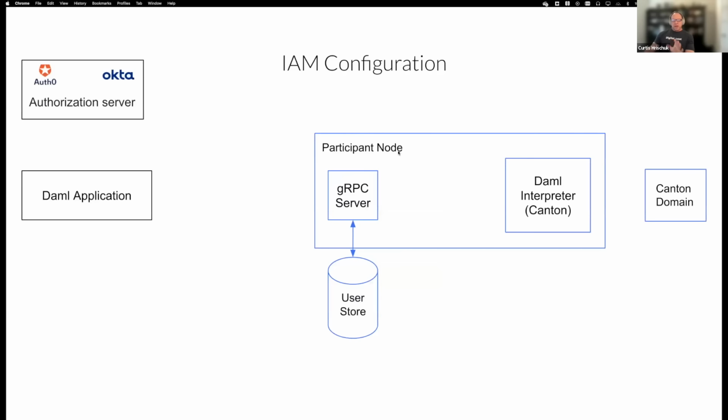Canton and IAM. So IAM, as you know, stands for Identity and Access Management. This is all about authorization and authentication. This slide illustrates how IAM is configured. It shows that authorization in Canton requires an external vendor to perform that authorization. Okta or Auth0 are such vendors. As shown, the Daml application's login information is sent to the authorization server for the user to log in. The Daml application receives back an access token that it will send with requests to the participant node's gRPC server.